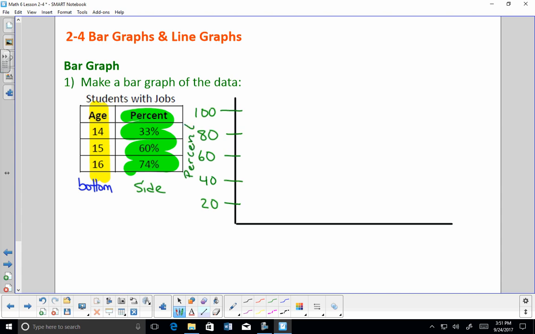I need my age down here. I only need three ages, 14, 15, and 16. So I'm going to put 14 here, 15 here, and 16 here. And I'm going to make bars.